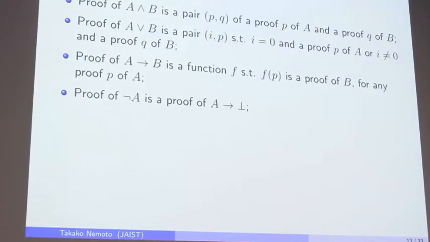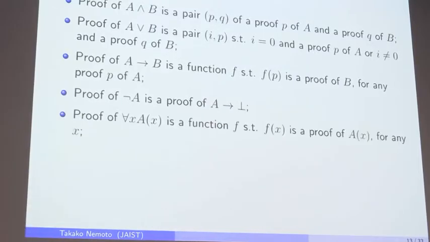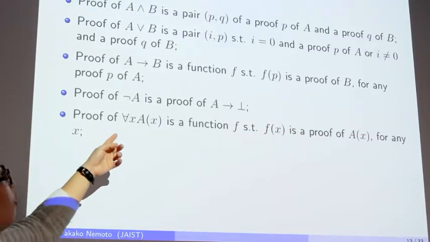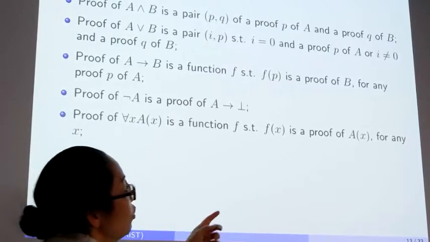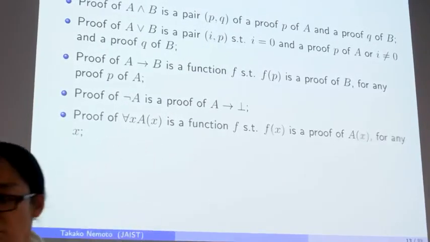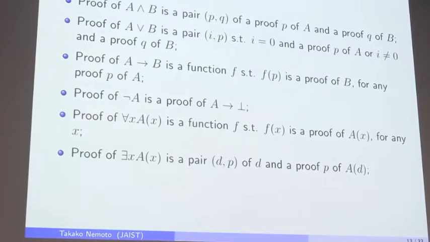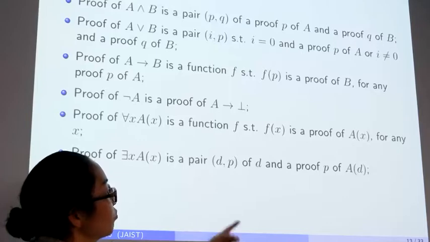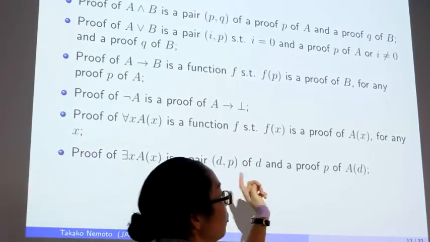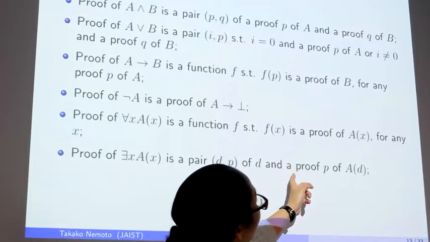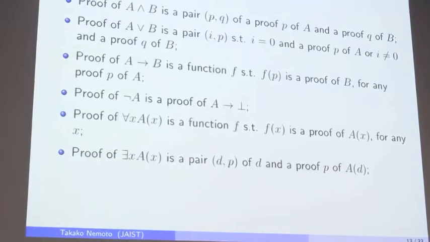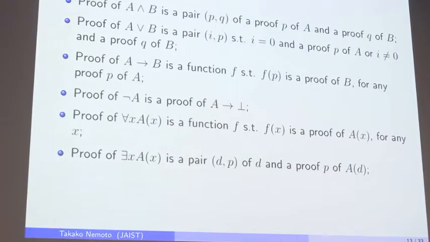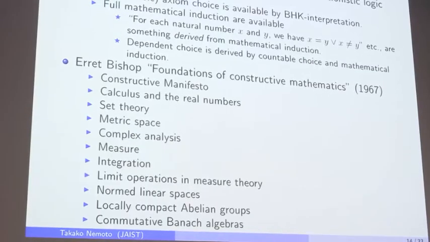For negation, it's a proof of A implies bottom. And a proof of for all x, A(x) is a function which sends x to a proof of A(x). A proof of exists x, A(x) is a pair of an object d and a proof p, that is, d is the object satisfying A(d) and p is a proof of A(d). So this is often called the BHK interpretation, and mathematics based on such logic is called constructive mathematics.